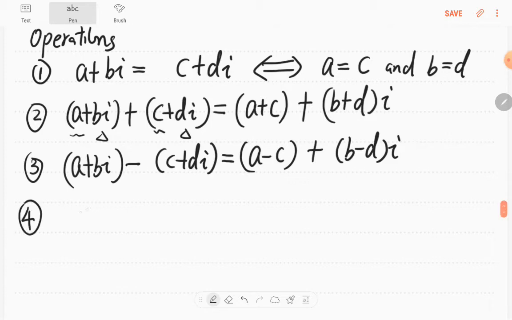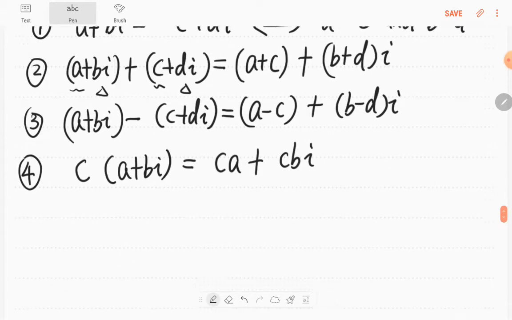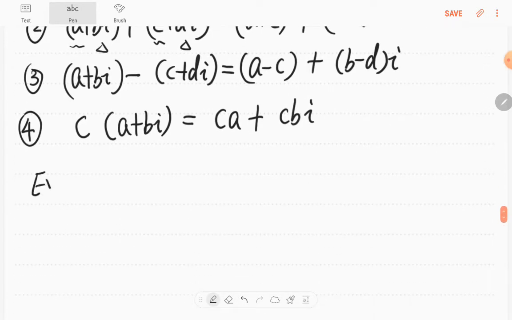If you have a real number c times a plus bi, we can just do, as usual, the distribution law: c times a plus c times b times i. Okay, so now let's look at some examples.